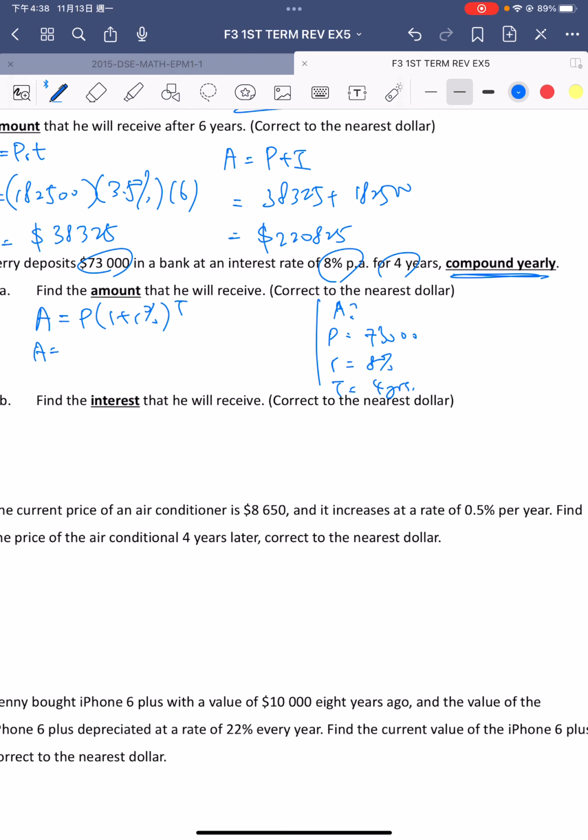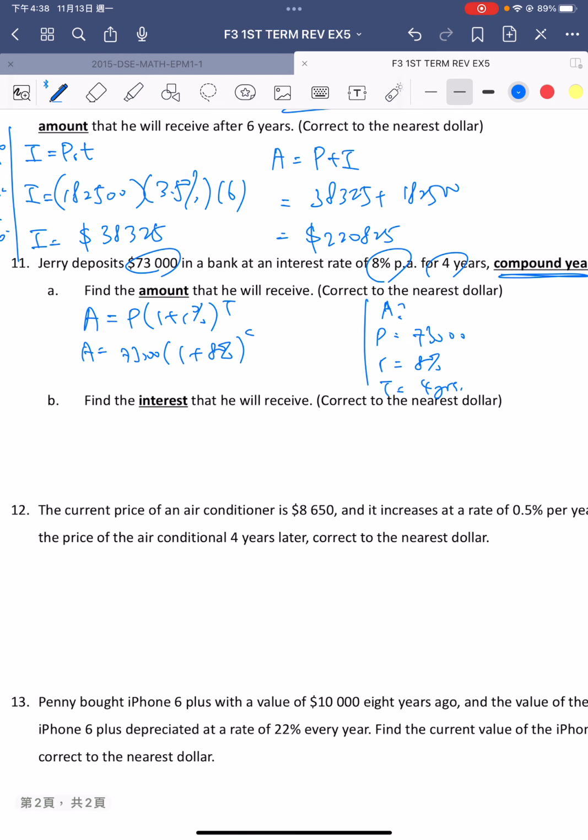So the amount is equal to the P, which is 73,000, times (1 plus 8%) to the power of 4 years. We want 4 years and it's compounded yearly, so we're going to get 4 interests. So it's to the power of 4. So A is going to be equal to 73,000 times 1.08 to the power of 4. To the nearest integer, we get 99315.6, but what we want is the nearest dollar, so we have 99316. Okay, so that's for question A.